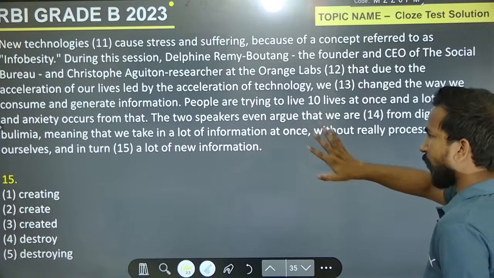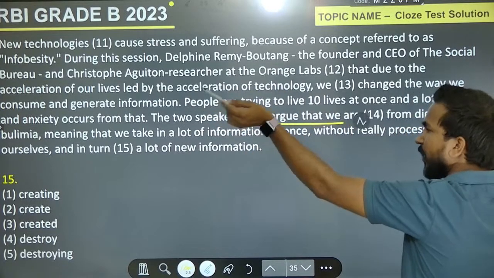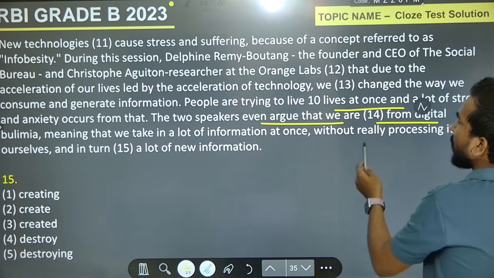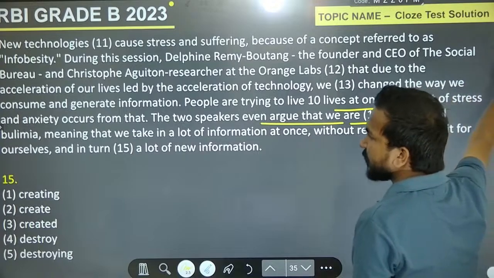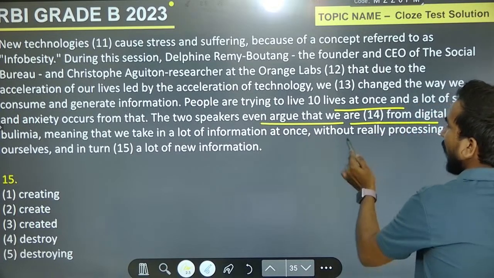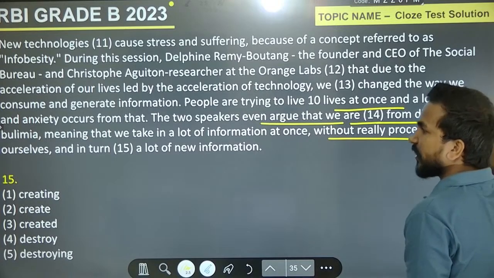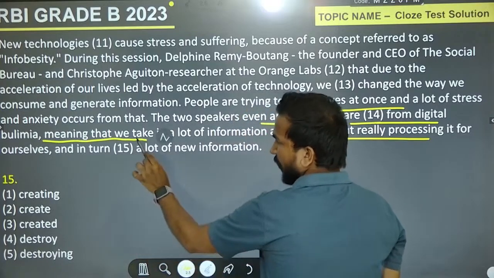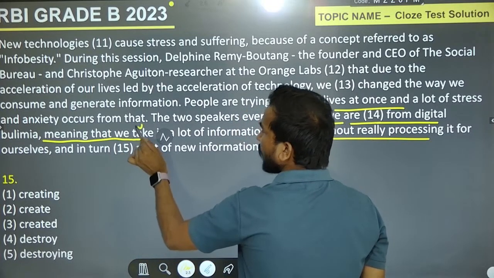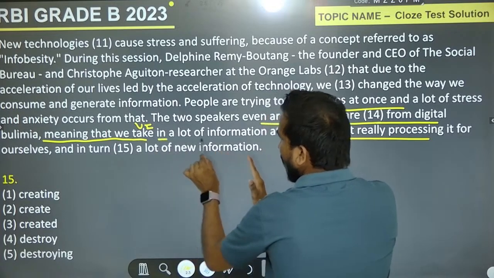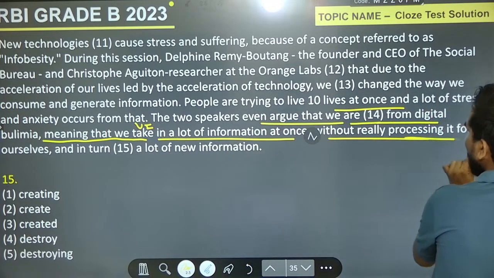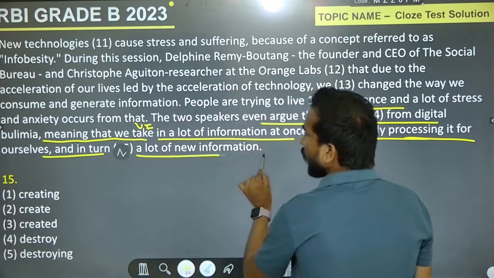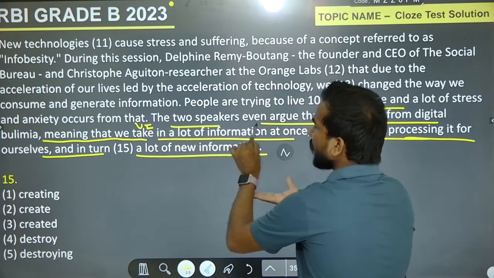What are we talking about? We were talking about two persons who argued on the topic that we are suffering from digital bulimia, that is, we take in a lot of information at once without really processing it for ourselves, and in turn blank a lot of new information. Here, we take is the first form of the verb.